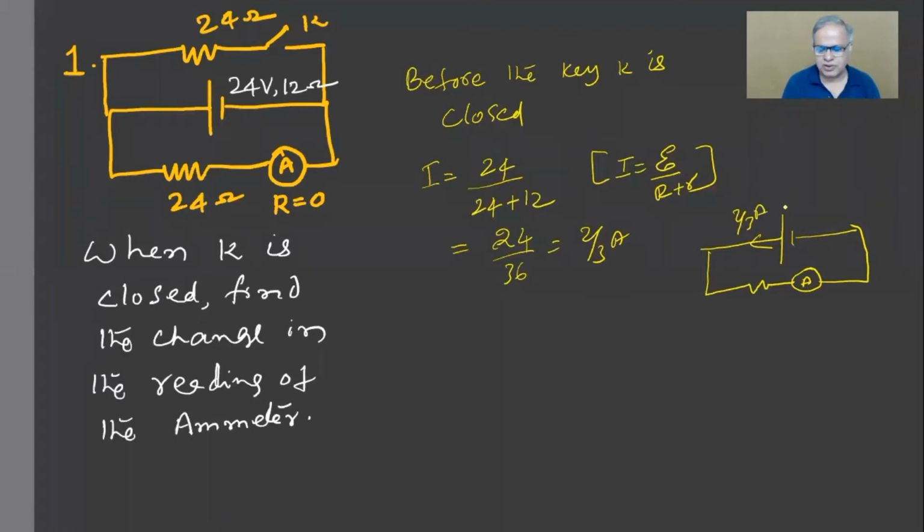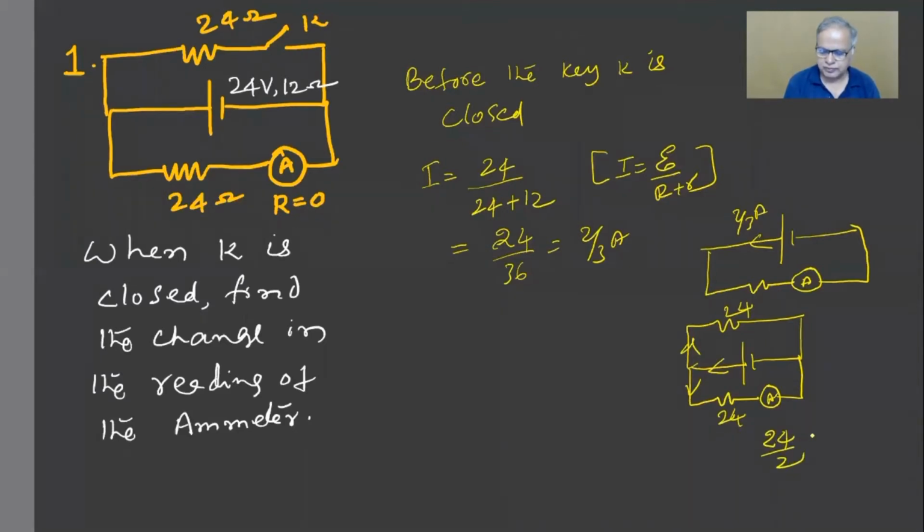Now once you close it, what's going to happen, children? Even that branch will come into circuit. So how are these 24 and 24 connected? If I draw the figure again, I don't want to spoil the problem figure. This is the ammeter. Once you connect that, current will divide like this. So this 24 and this 24 are in parallel or not? Yes, sir.